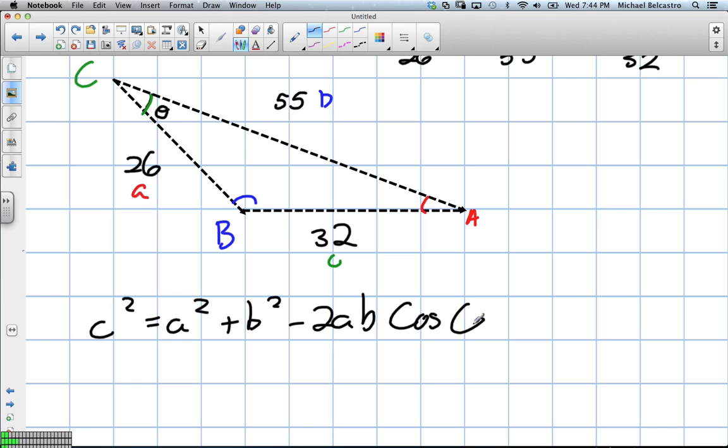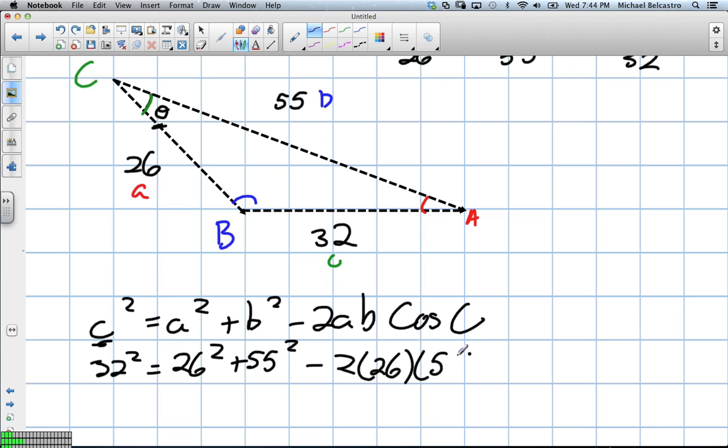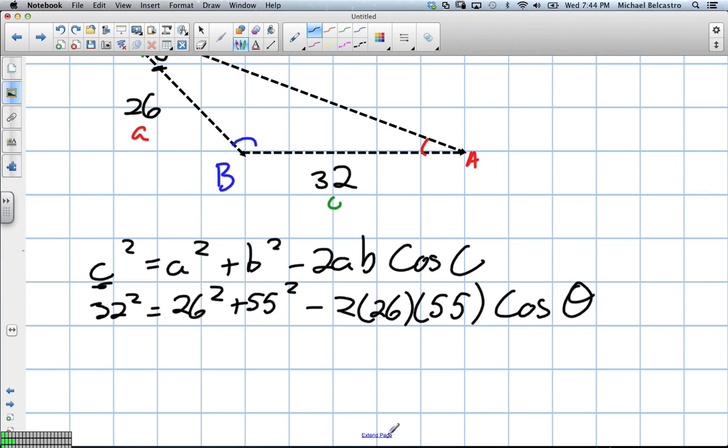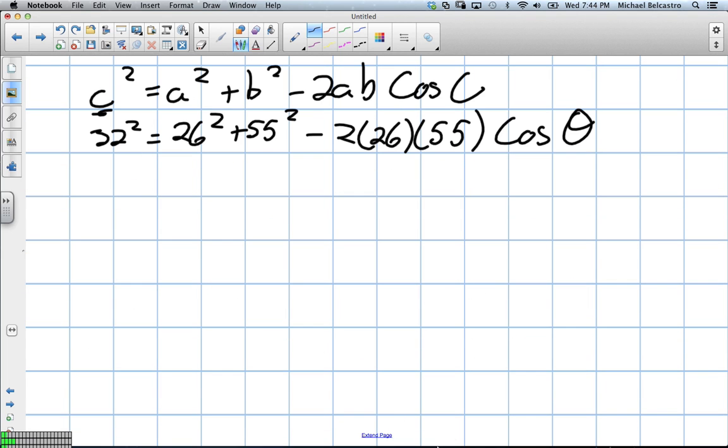Well, it just so happens C is our theta. That's what we're looking for. So side C is 32. So 32 squared is equal to side A was 26 squared. Side B was 55, so 55 squared. Minus 2 times 26 times 55. Times cos, and C is our theta in this case. So we're looking for that. Okay? Well, we go through this quickly.